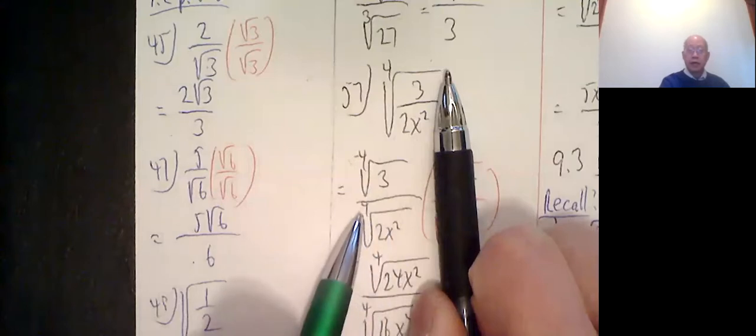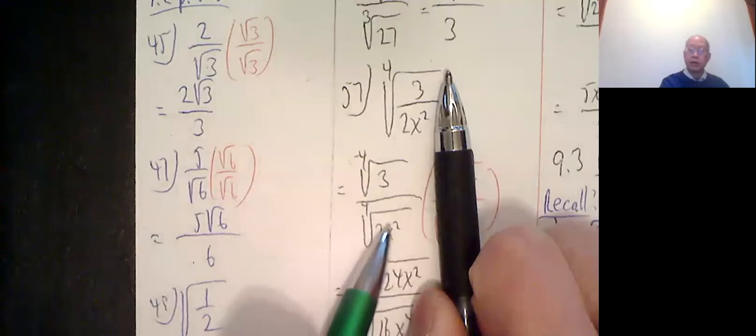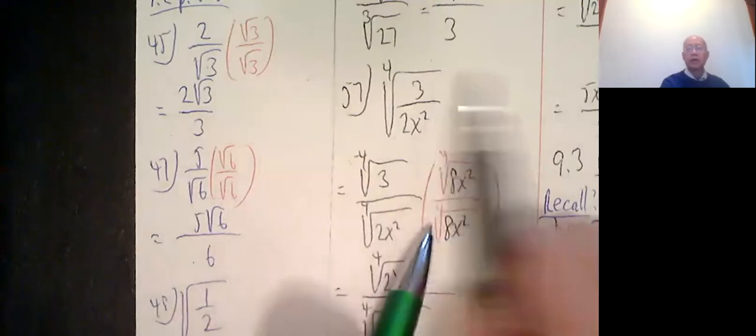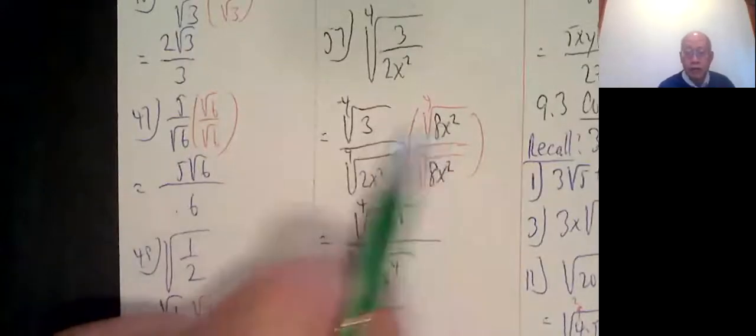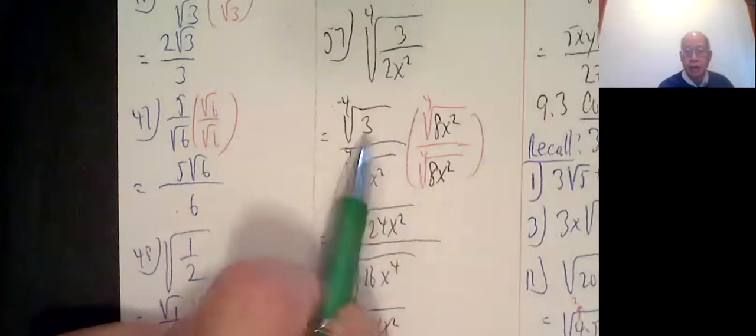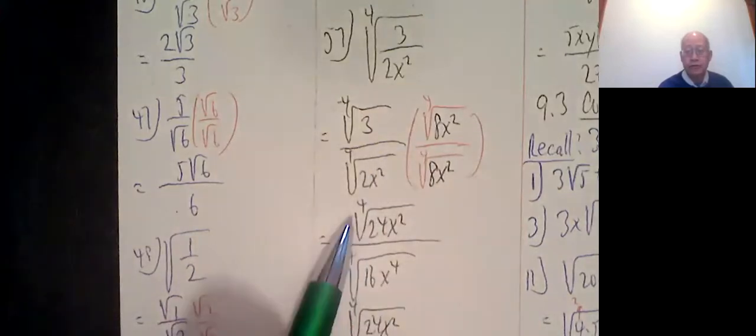And I know the fourth root of x to the fourth. So how do I bump this up to x to the fourth? X squared. So there we go. Fourth root of 8x squared, fourth root of 8x squared. Now both of these are fourth roots, so I can combine them. That'll be 24x squared, fourth root.